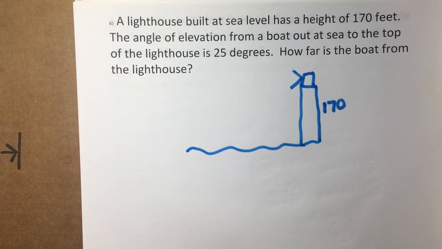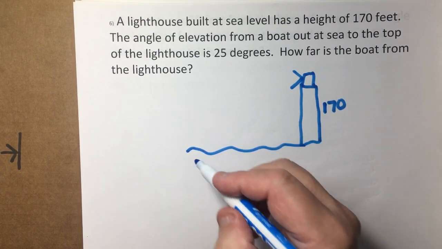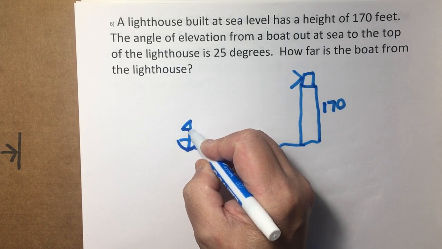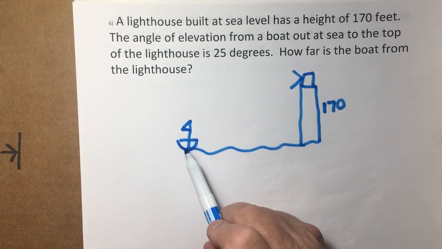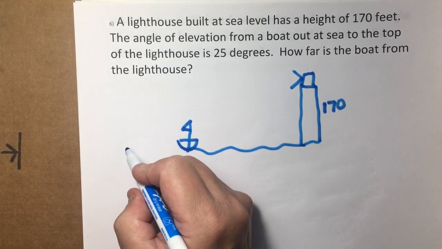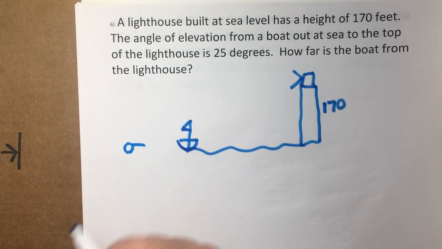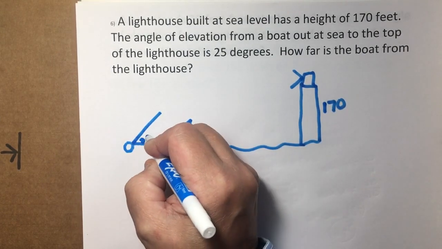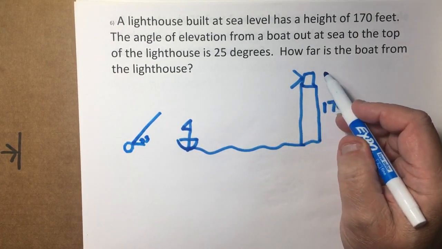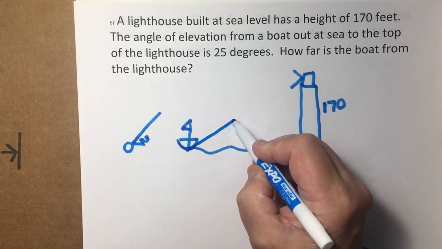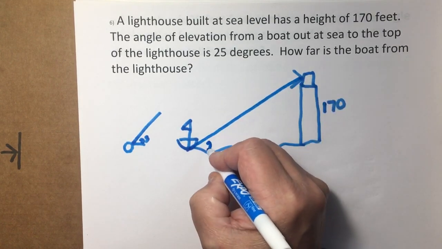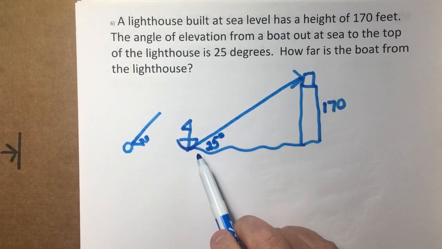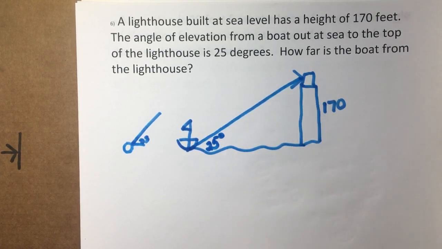The angle of elevation from a boat out at sea to the top of the lighthouse. So there's some boat out here, my terrible diagram of a boat. The angle of elevation means that if someone was standing in the boat and looking straight, they would have to raise their head 25 degrees to look at the top of the lighthouse. That's what angle of elevation is: the number of degrees you would have to raise your head to look at the top of something.